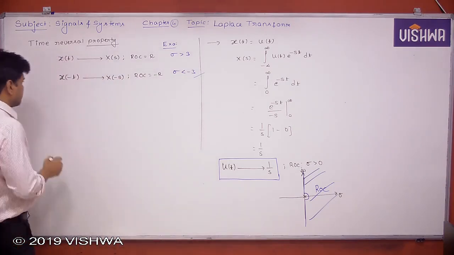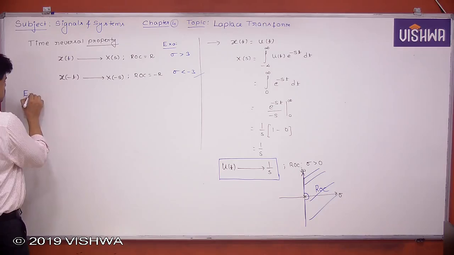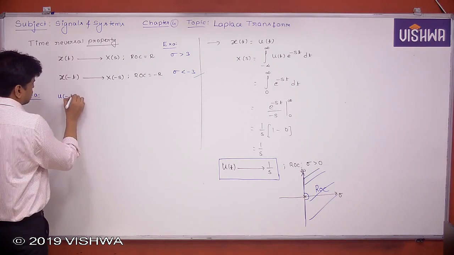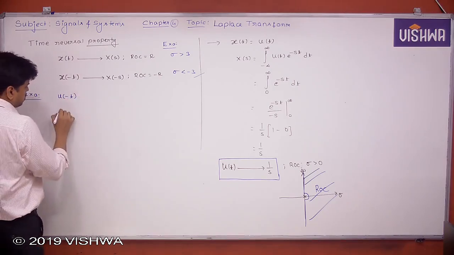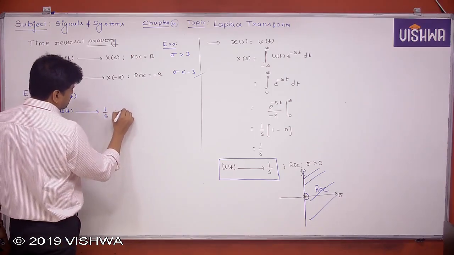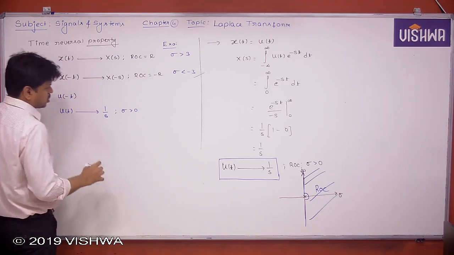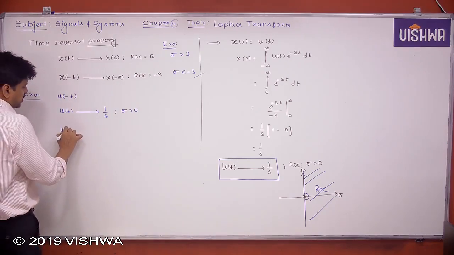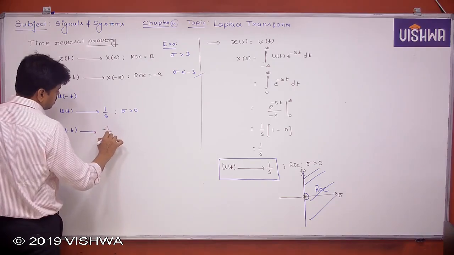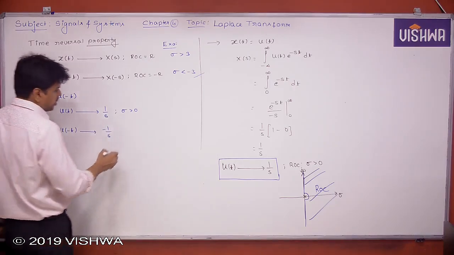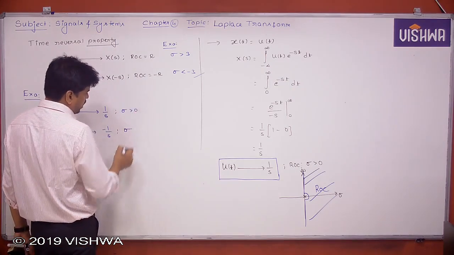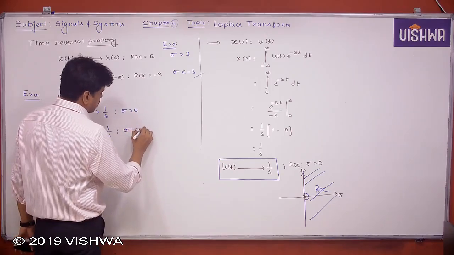So for example, let's take x of t is equal to u of minus t. Suppose we know u of t. What is the Laplace transform? 1 by s, sigma greater than 0. That is the ROC. For u of minus t, this is going to be minus 1 by s because s is replaced with minus s. And sigma greater than 0: if I take minus for 0, it won't make any difference. But I have to change the inequality to less than 0.